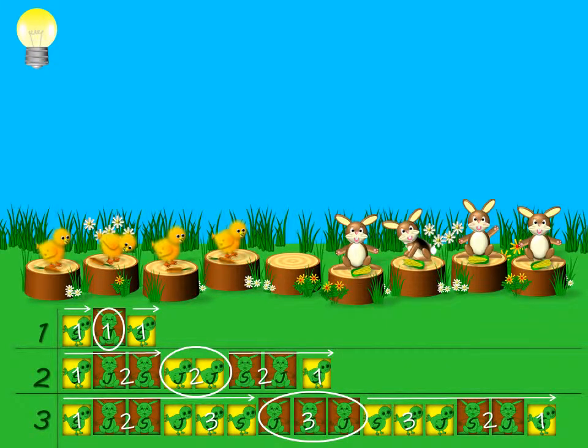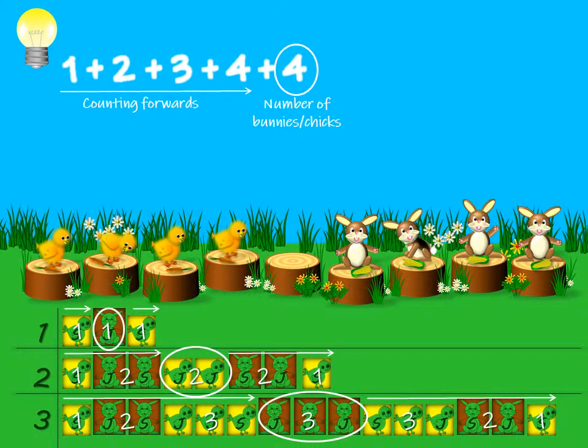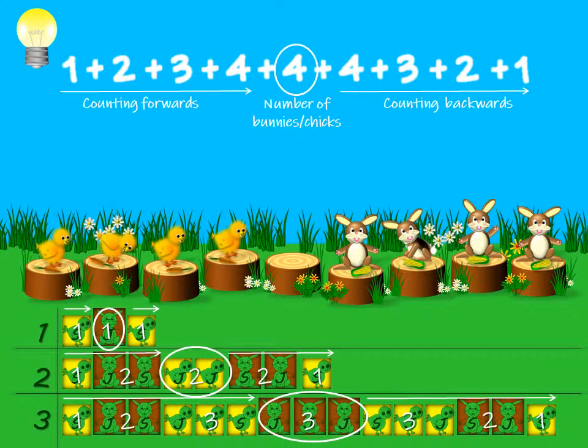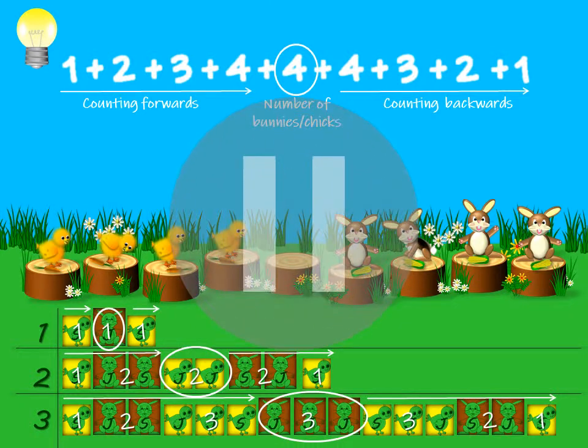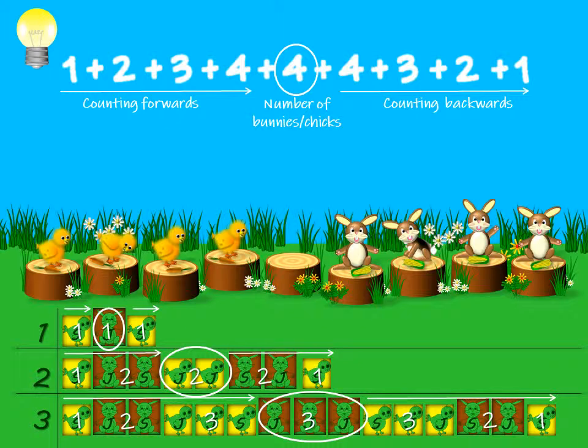We can test out our light bulb moment with 4 chicks and 4 bunnies, where the least number of possible moves should then be 1, add 2, add 3, add 4, add 4, add 4, add 3, add 2, add 1, which would be 24. Pause the video while you check this out. Did it work? Was the least number of moves 24? Let's have a look.